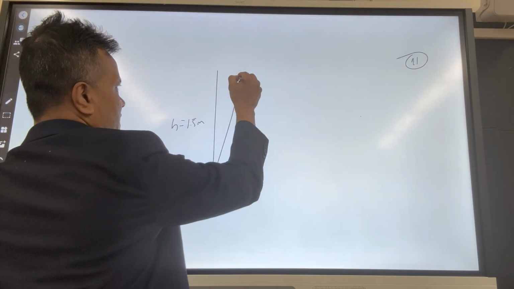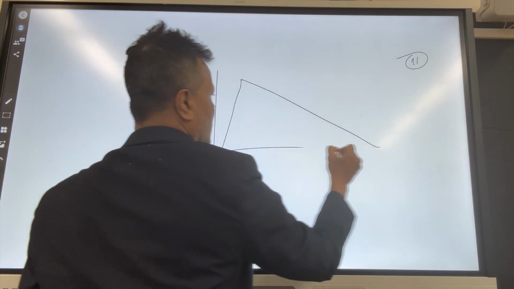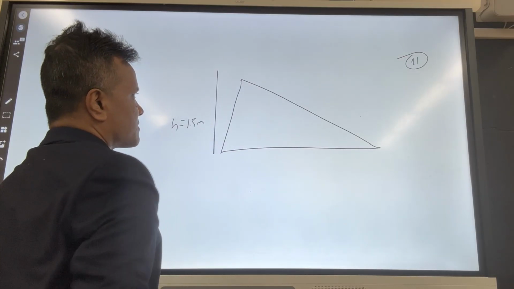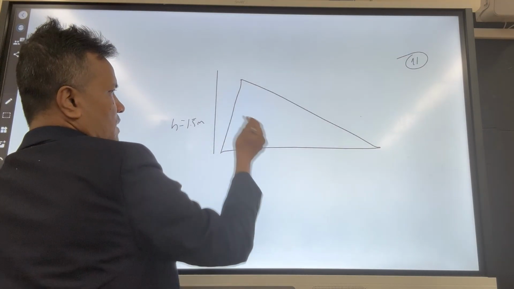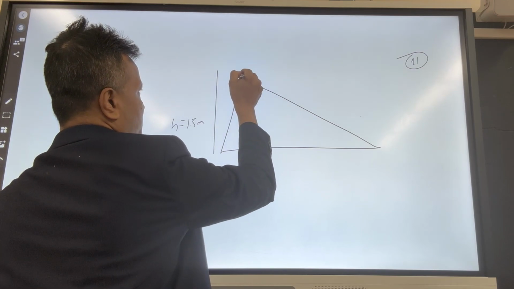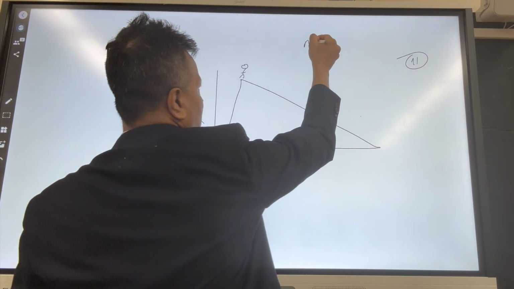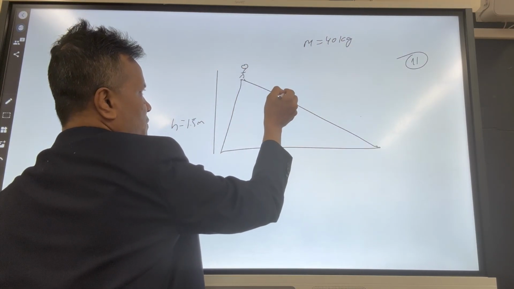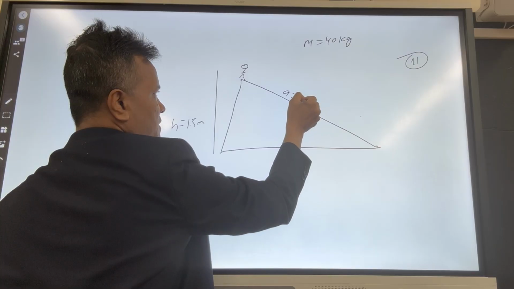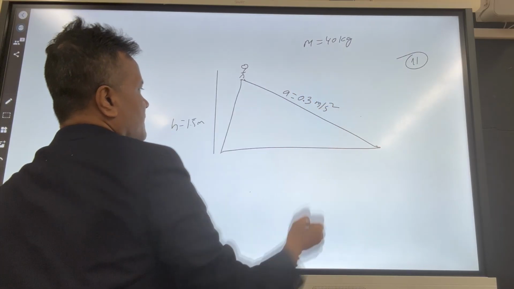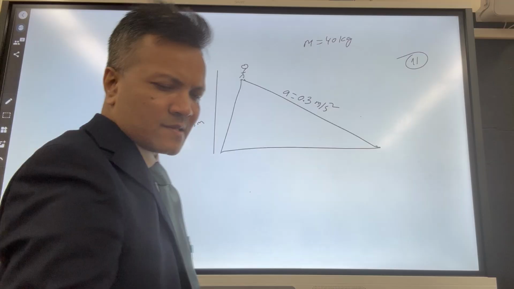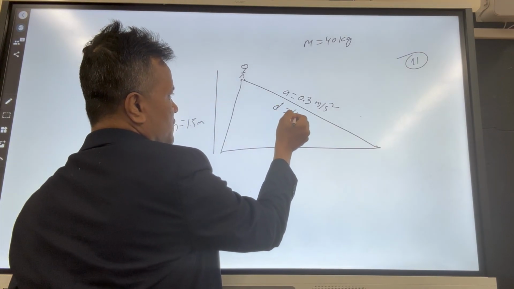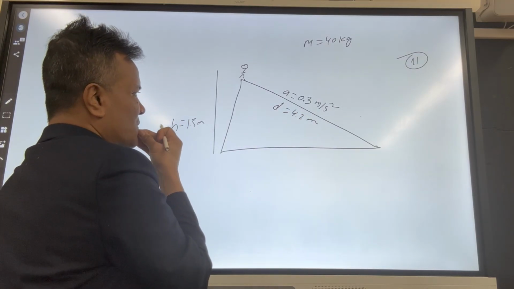And let's say you have a ramp, or maybe a road like this. It doesn't have to be a ramp; the road could be anything. So there is a mass over here. Mass is 40 kilogram. The person is moving with constant acceleration, 0.3 meter per second squared. And the ramp has a size. Ramp is 4.2 meter. Now, what do you want to find?